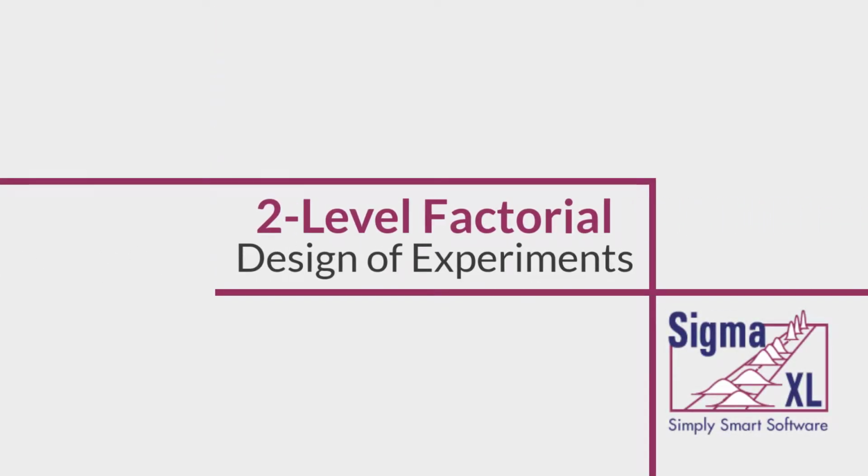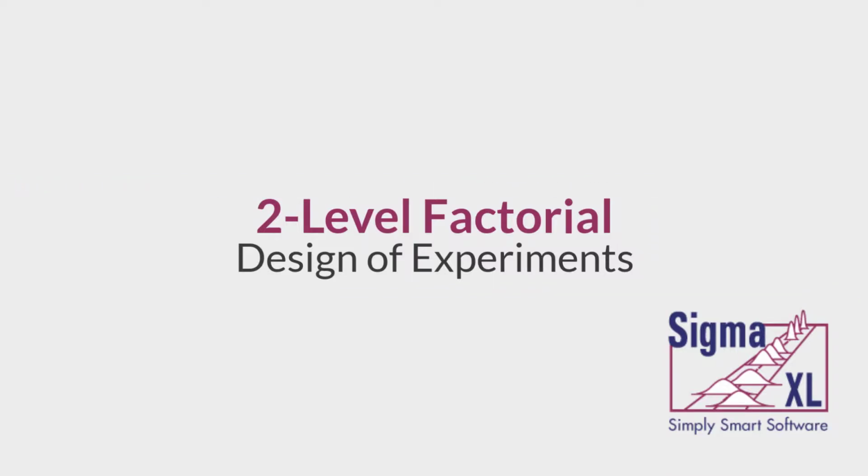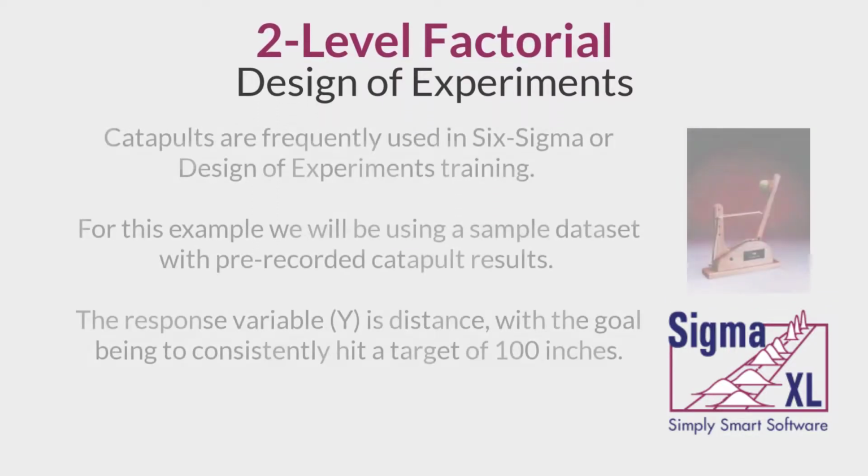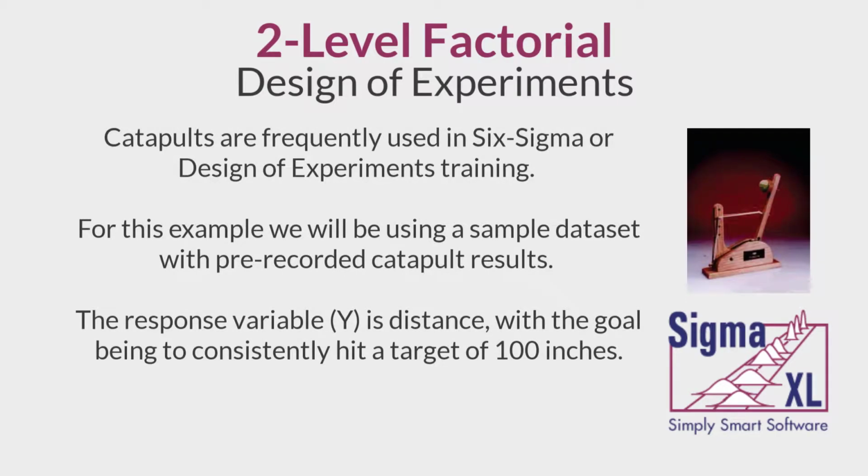This is part 2 of the Design of Experiments tutorial video series. In this video, I demonstrate the two-level Factorial Design of Experiments tool found in SigmaXL. To introduce this topic, we'll look at catapult data. Catapults are frequently used in Six Sigma or Design of Experiments training. For this example, we'll be using a sample dataset with pre-recorded catapult results. The response variable y is distance, with the goal being to consistently hit a target of 100 inches.